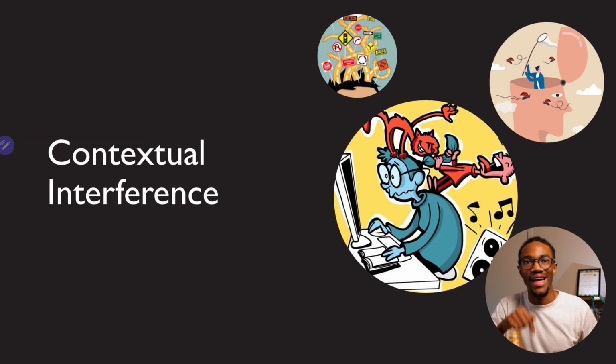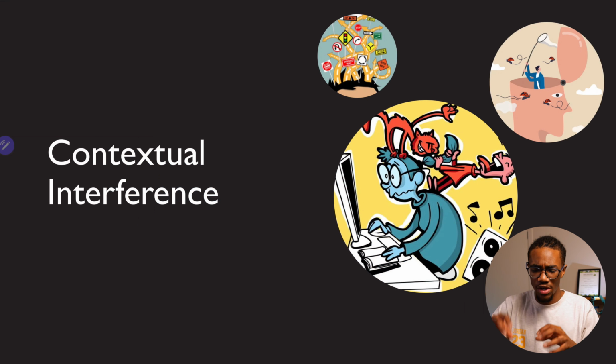This is one of the things that a lot of people just don't realize, right? And it's so useful, right? This is probably one of the biggest steps in the whole process, and that is contextual interference. So, what is contextual interference?